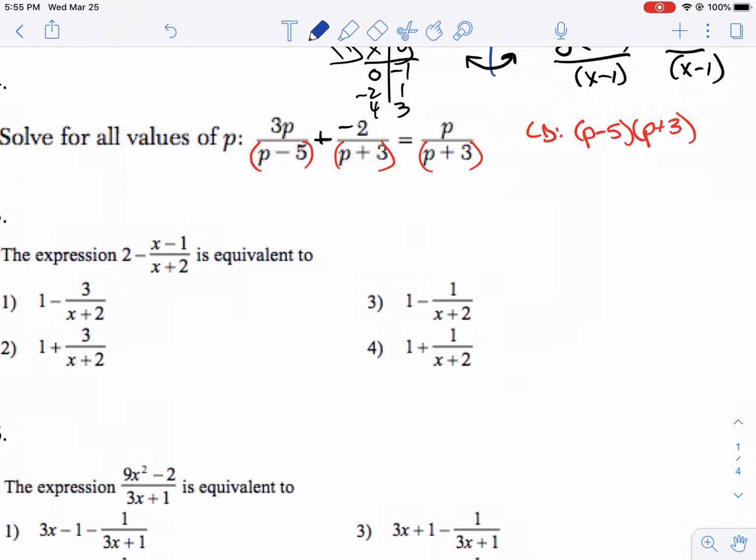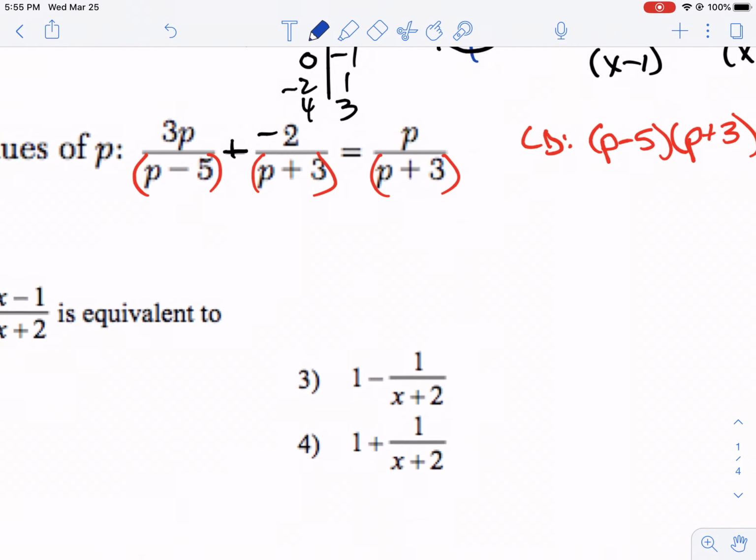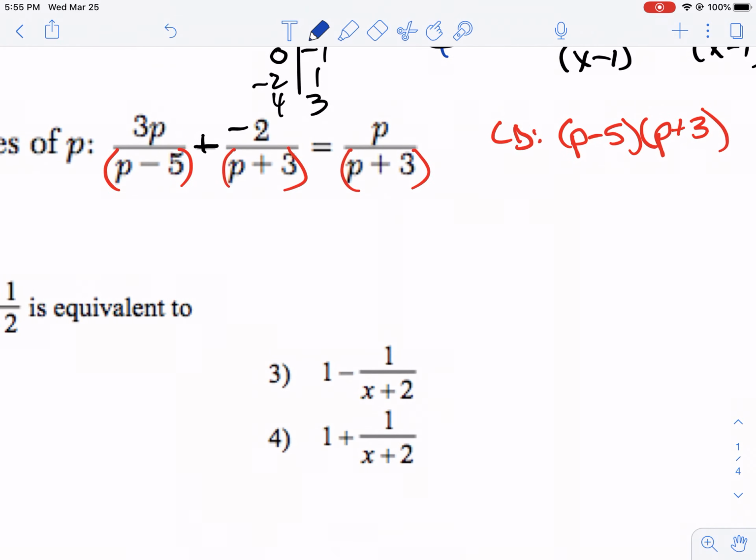And what you learned to do from there was to make all of your denominators match. So you're looking for a common denominator. So the first fraction has to be multiplied by p plus 3 over p plus 3. Make sure you write it for the numerator and the denominator. That part's really important. Multiply top and bottom by p minus 5, and same thing with the last fraction.